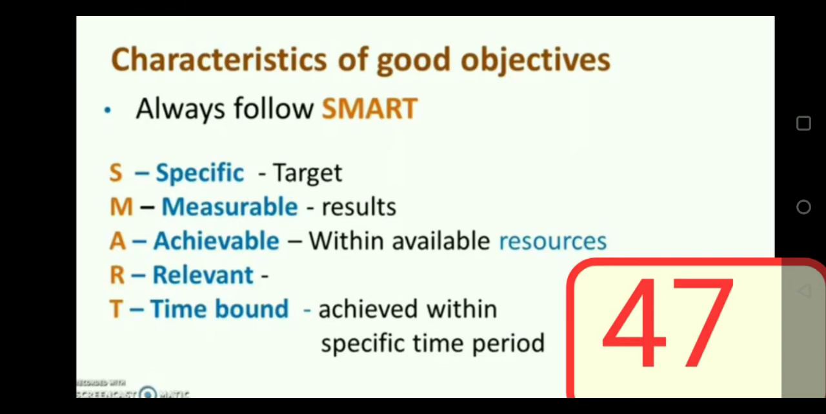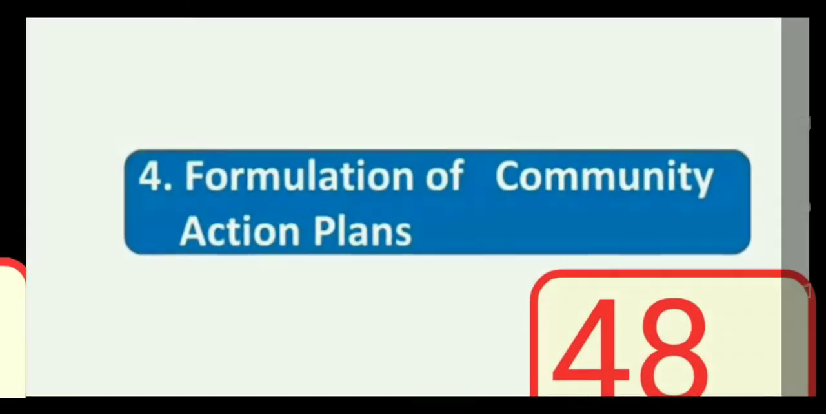So each letter has its own wording. S stands for specific, that means target. M is measurable results. A is achievable within the available resources. R is relevant, and T is time bounded, that is a specific time period.